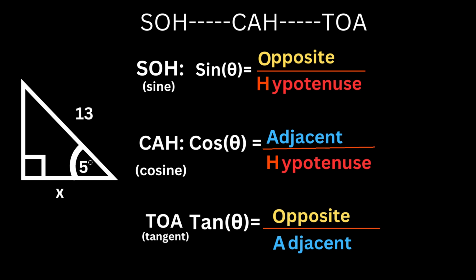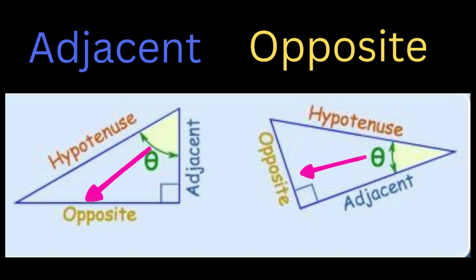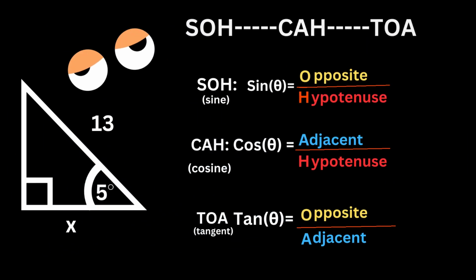Now, looking at the triangle, we just need to know which side is the opposite and which is the adjacent. Let's see how we do that first and come back to this. Basically, we know that the hypotenuse is the longest side of the triangle. The opposite side is the side opposite of the angle, theta, in yellow. So the adjacent is the side next to, or adjacent to, the angle other than the hypotenuse, in blue here. Got it? So let's get back to where we were.